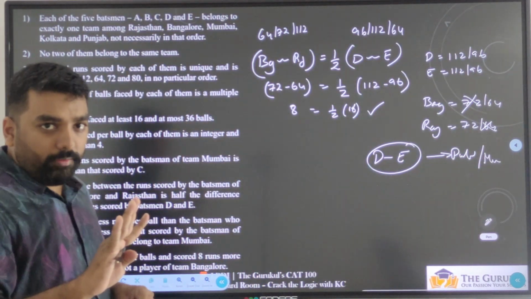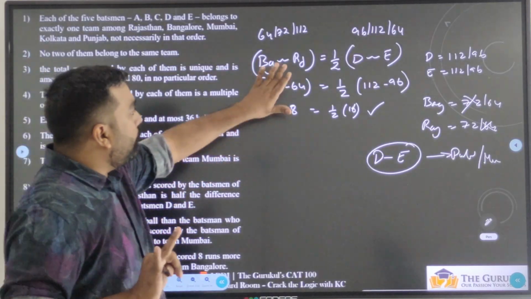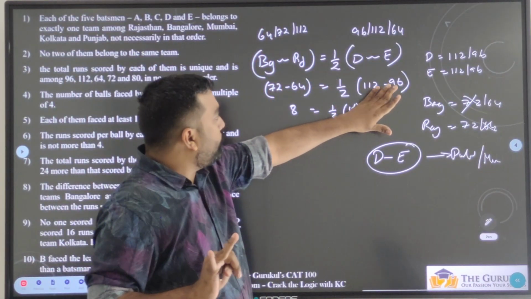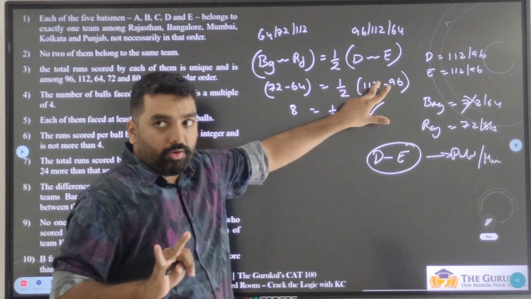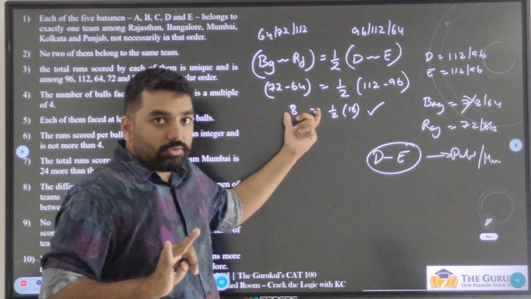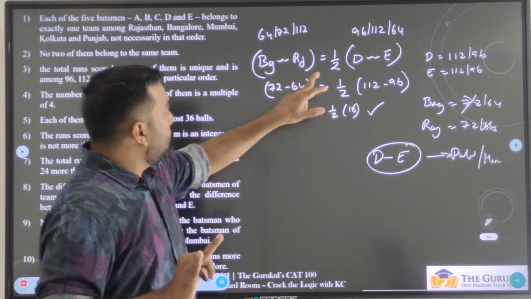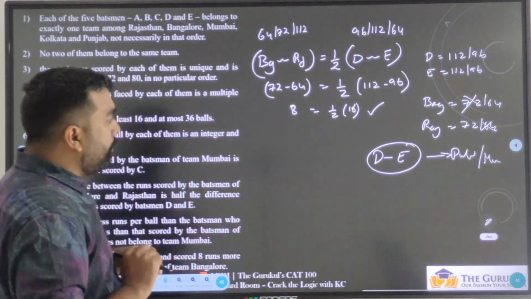Because total 4 are there, total 5 are there, out of which Calcutta is done. And the other two, Bangalore and Rajasthan, are already this side with different values. So we are left out with only 2 more values, because this 72 and 64 are different, 96, 112 are different. We are not having any common values in this. So we don't need to worry, all these 4 are 4 different places. So D and E cannot be Bangalore or Rajasthan. So it should be Punjab or Mumbai.